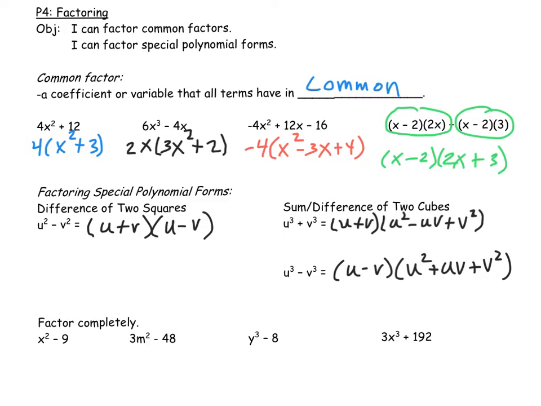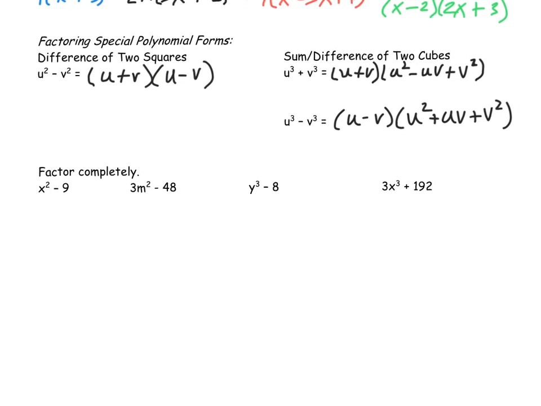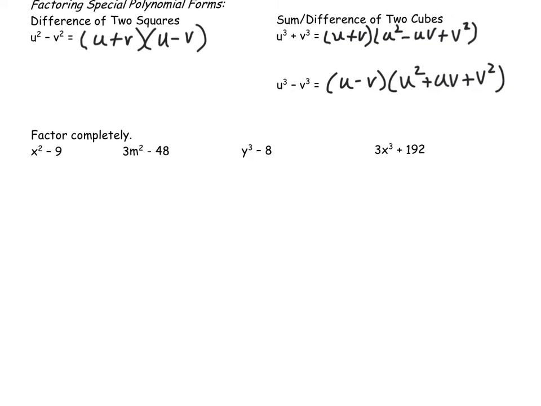All right, let's put those to work down here at the bottom. So we'll completely factor these. Completely factor, if you get that instruction, just means take it as far as you can, till you can't factor it anymore. For example, right here, that's a difference of 2 squares. U is x, v is 9. And there you go. X plus 3, x minus 3.